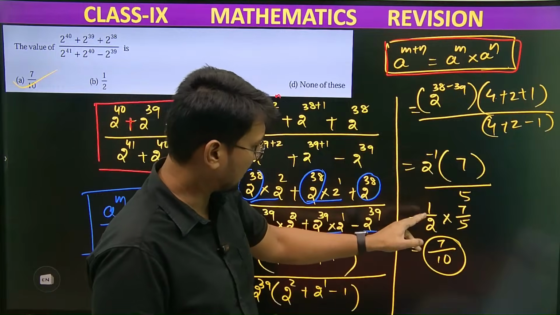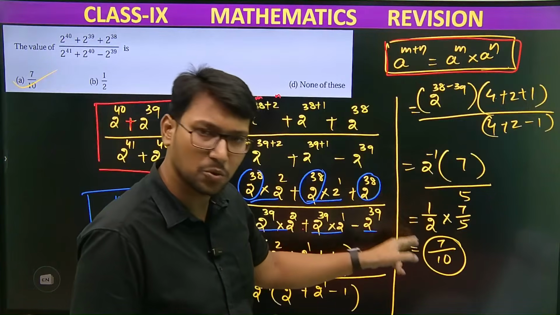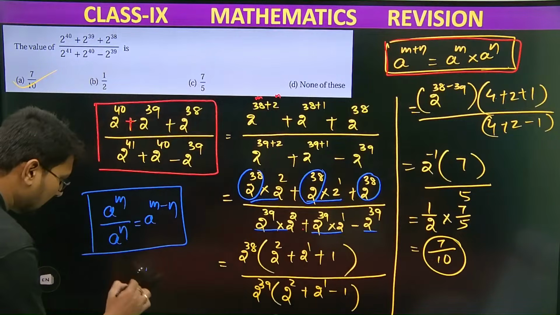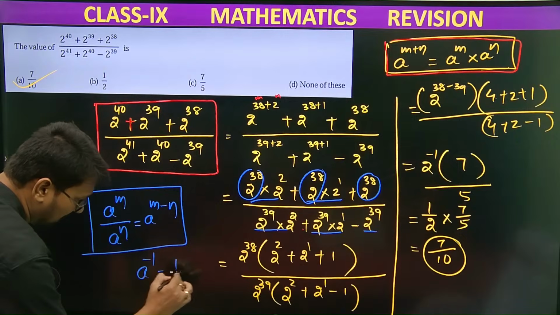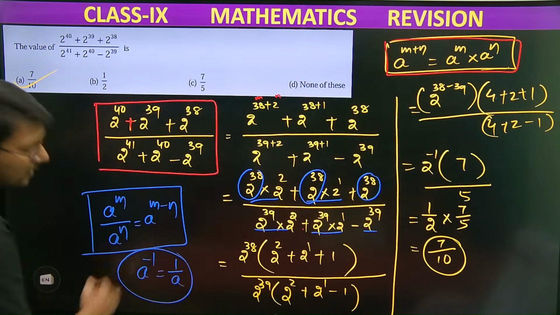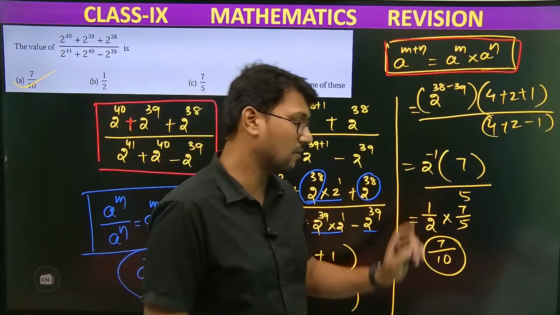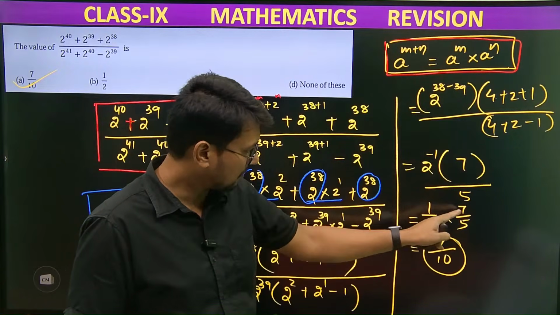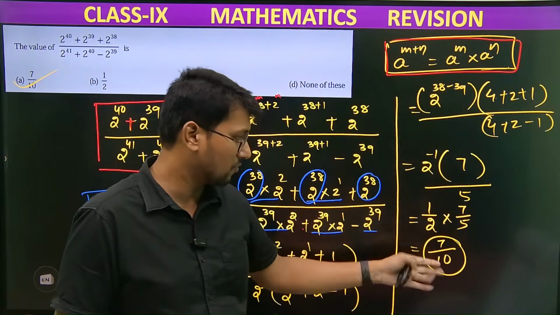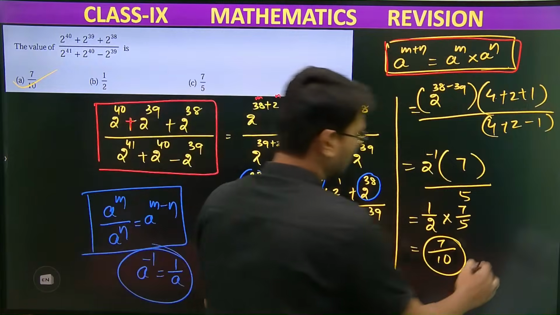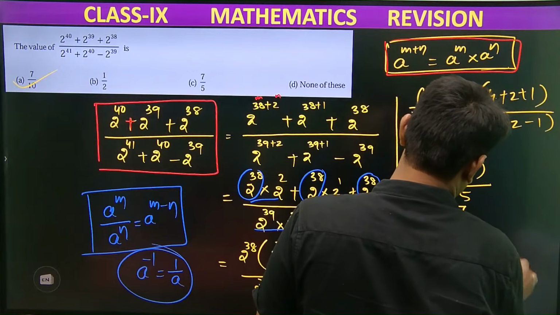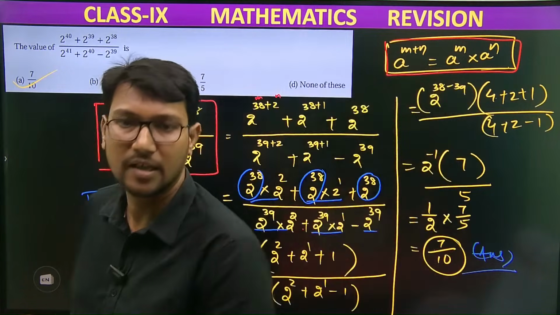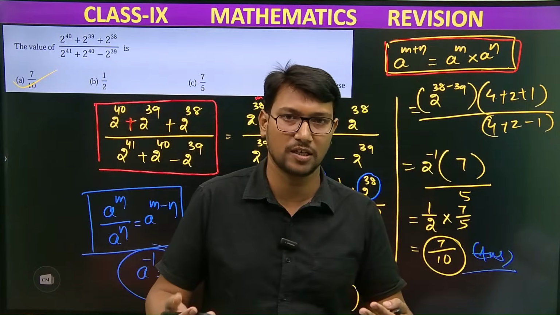Then 2 to the power minus 1 means, children, 1 by 2. If I'm writing a to the power minus 1, how much is it? 1 by a. So 2 to the power minus 1 means 1 by 2. Clear? Into 7 by 5. So now multiplied, 7 into 1 is 7, 5 into 2 is 10. This is the final answer. Clear everyone? Yes? Shall we proceed to the next question?